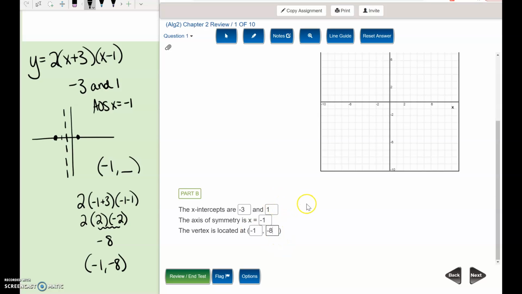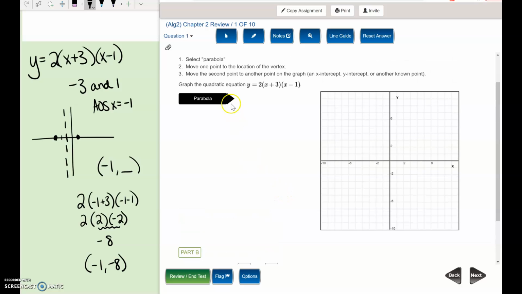Okay, here's how you graph the parabola. So you click this little button that says parabola, and it's going to put a random parabola up here. One of the points is the vertex. The other point is just another point on the parabola. It can be an x-intercept. It can be a y-intercept. It can be any other point that you know is on the parabola. So I know that my vertex is at -1, -8, and it looks like 6, 7, 8. So right there is -1, -8.